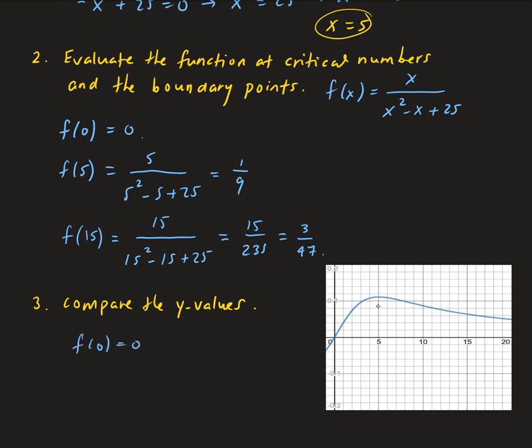So f of 0 we had 0, so this is going to be the minimum. And here we have 1/9. 1/9 is bigger than 3/47, so that is an absolute maximum.